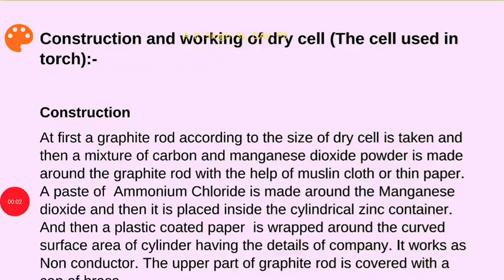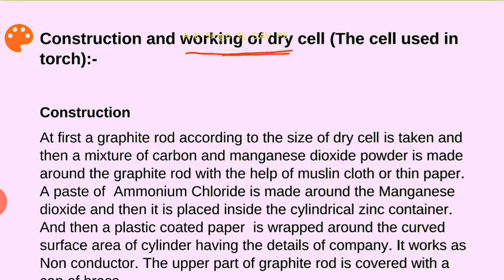Dear students, Namaste. You are reading the chapter Electrochemistry. In electrochemistry, you have read about the electrochemical cell, the voltaic cell. An electrochemical cell is a cell in which chemical energy is converted into electrical energy.